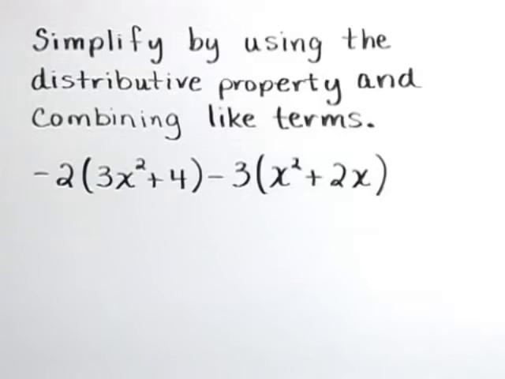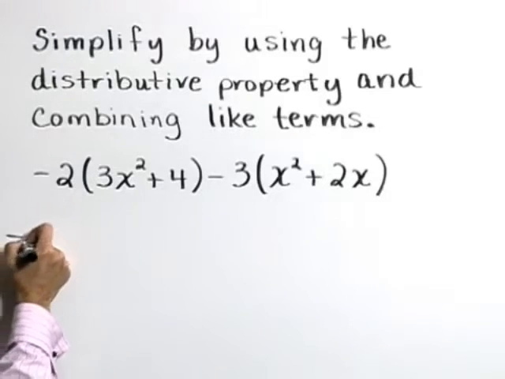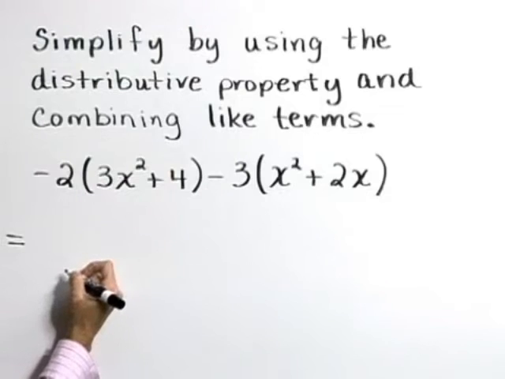Simplify by using the distributive property and combining like terms. Negative 2 times the quantity 3x squared plus 4 minus 3 times the quantity x squared plus 2x. Let's take each step here and show our distributive property.